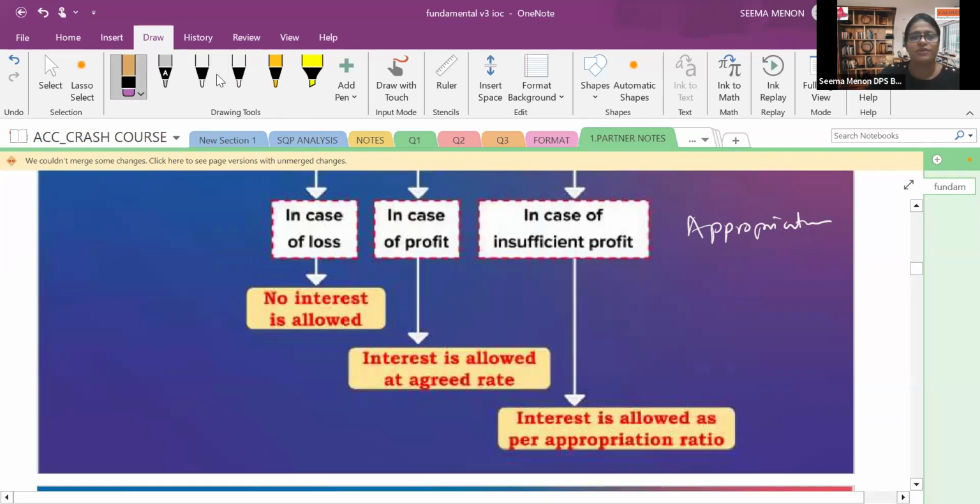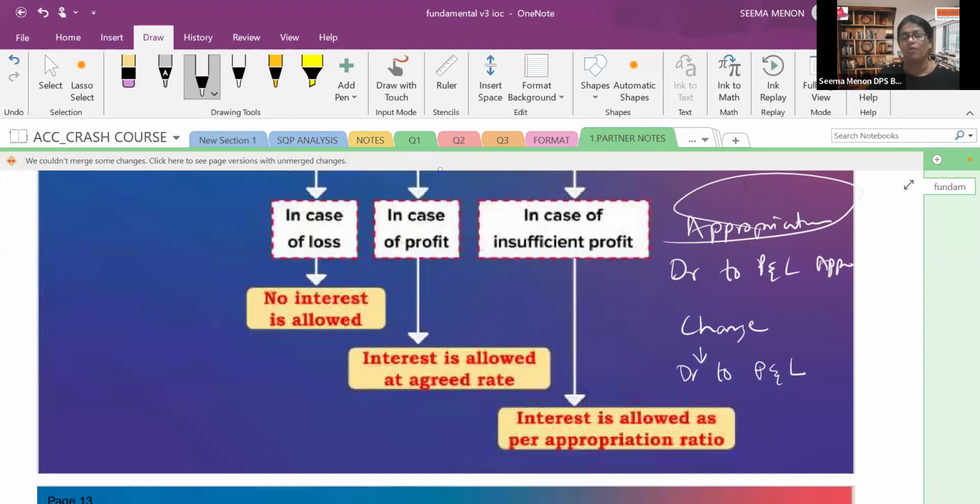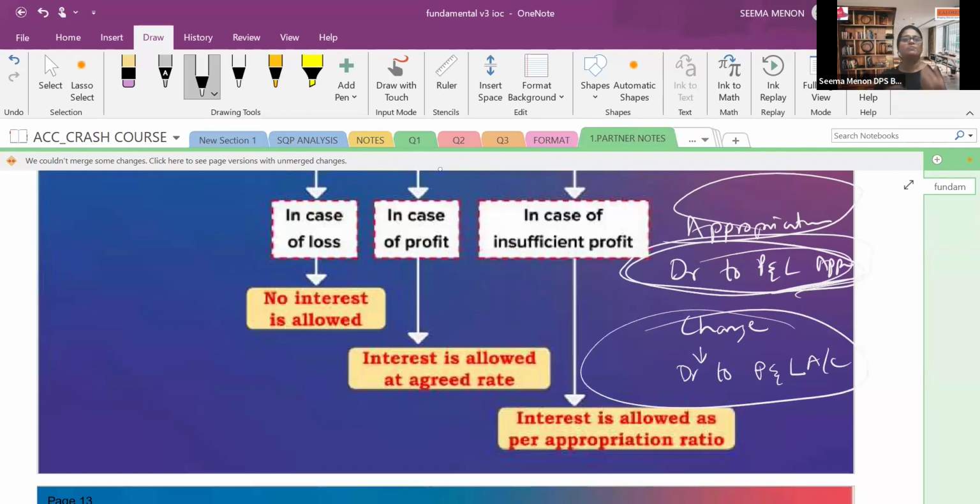I'll write it a little bit here. Debited to P&L appropriation account. If it is a charge, what will you do? If it is a charge, you will be debiting to the P&L account, not appropriation, only the profit and loss account. Appropriation is made for the treatment related to partners. Here it is a charge, so directly before finding the net profit, you will be debiting this to the profit and loss account. I hope you are able to understand.